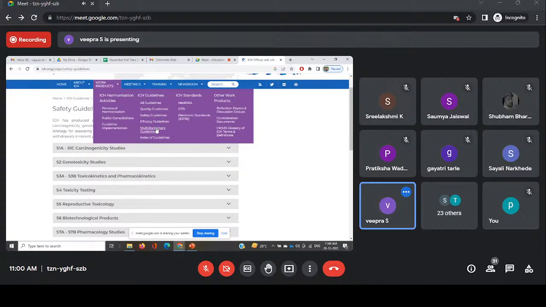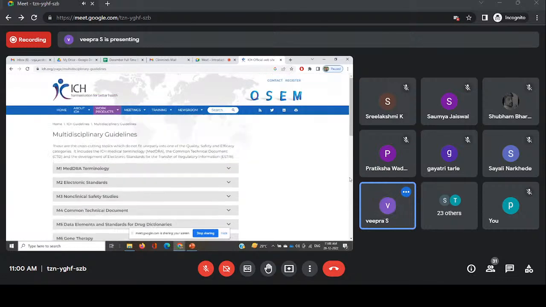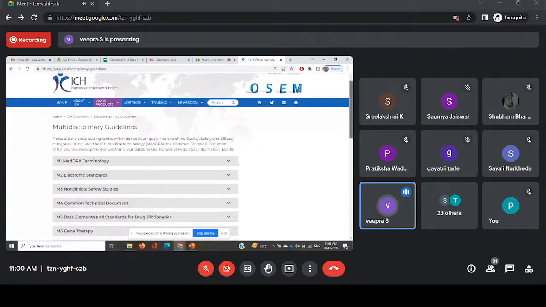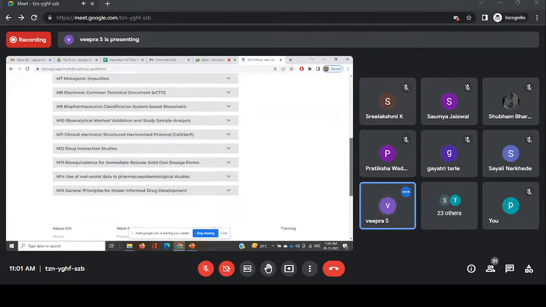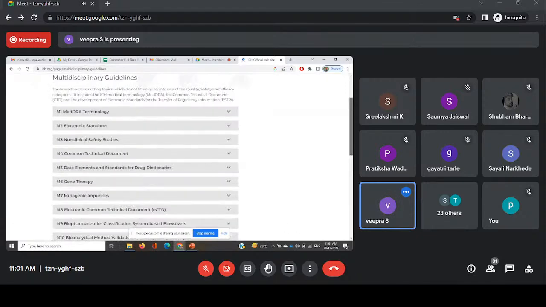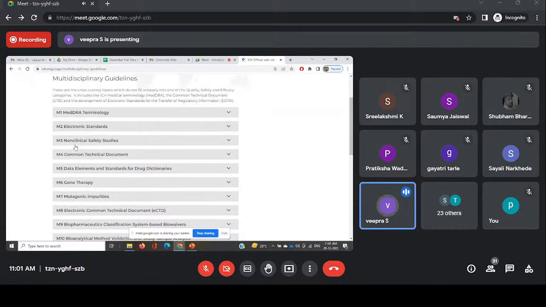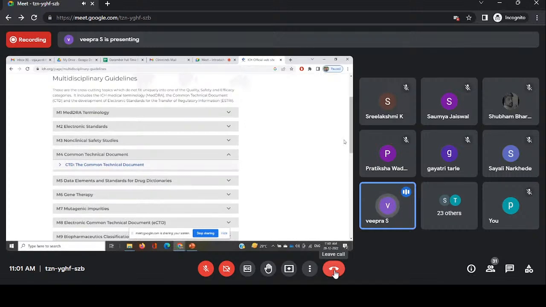Then what is the last one? The multidisciplinary guideline. So let's see. Any guideline prepared by ICH which does not fit into quality, safety, or efficacy, or any other category, is present here. It contains MedDRA terminology, electronic standards, non-clinical safety studies, common technical documents, and then data elements and standards.